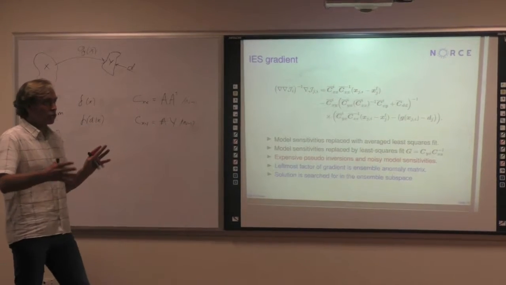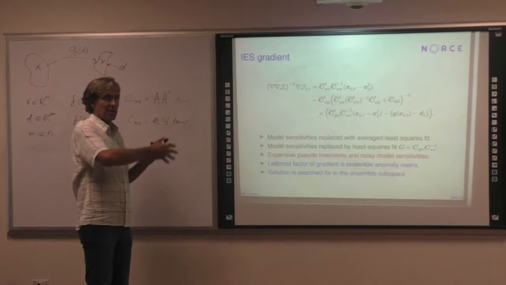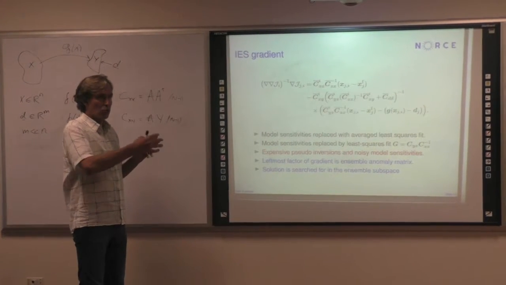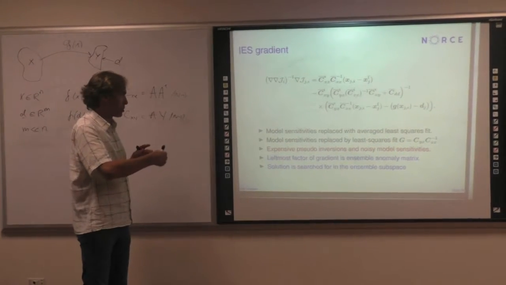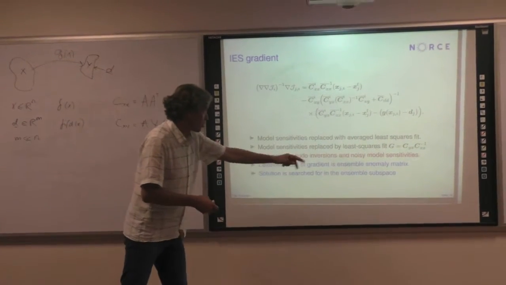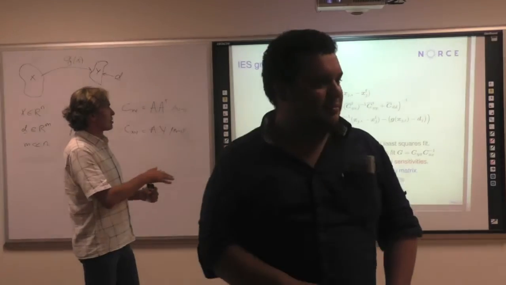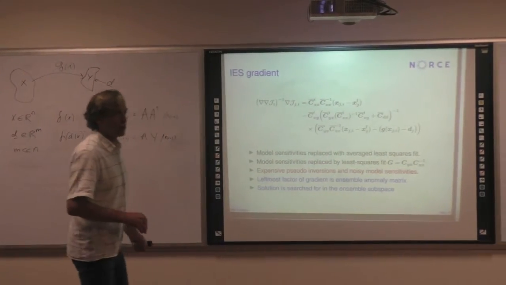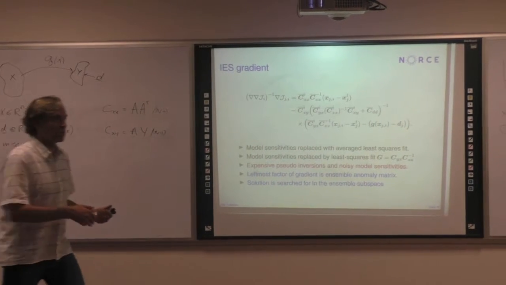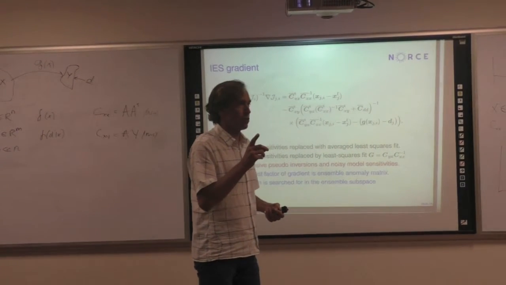That means everything you do is proportional to this ensemble anomaly matrix. So you search for your solution in a space that's spanned by the ensemble anomaly matrix. And that's quite important, because then it turns out that you can get rid of this gradient and search for the solution in the ensemble subspace. I wanted to ask? No.